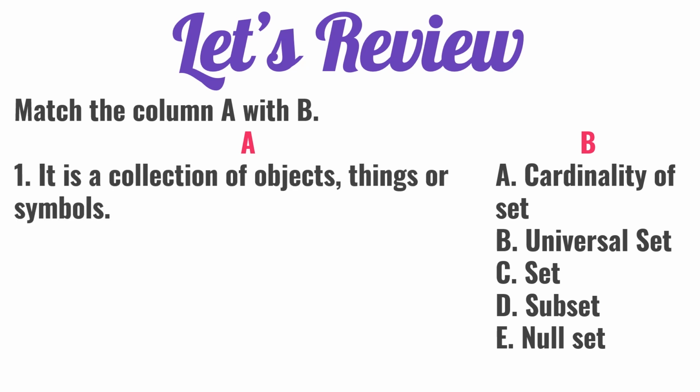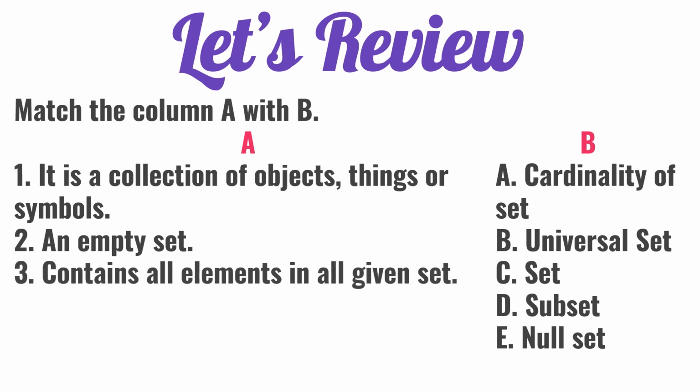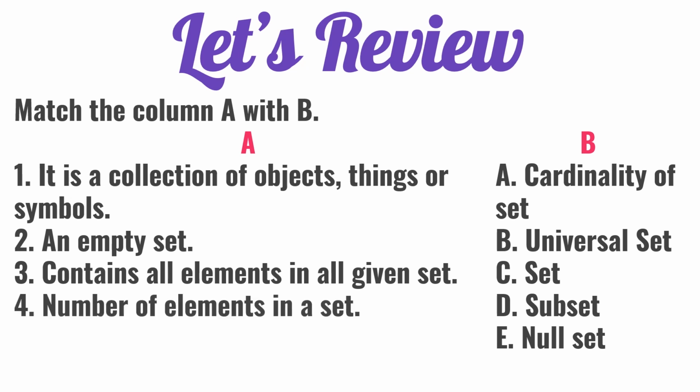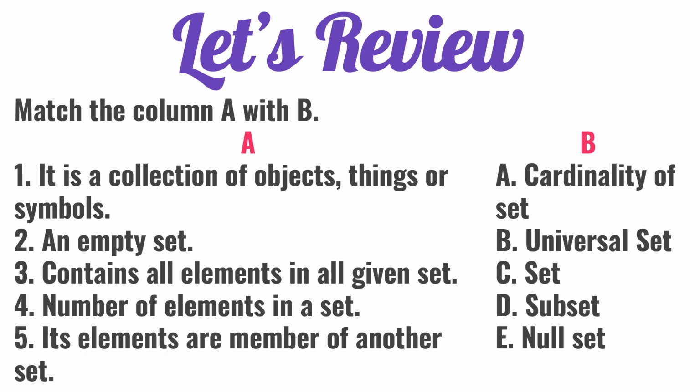Number 1, it is a collection of objects, things, or symbols. Number 2, an empty set. Number 3, contains all elements in all given set. Number 4, numbers of elements in a set. And number 5, its elements are member of another set.